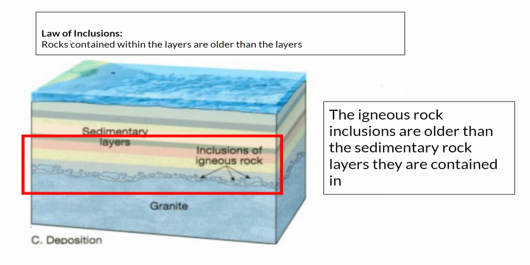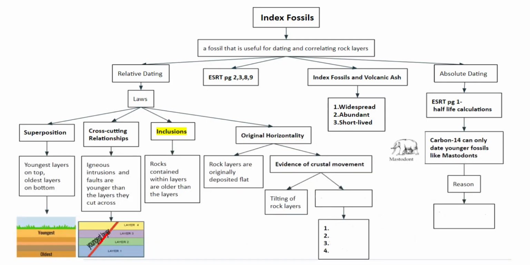This is the law of inclusions. Rocks that are contained within the layers are older than the layers. Why? Well, this granite must have broken off first, and then sediments or small rock fragments started to build up on top of it and then created those layers. That's why the igneous rock fragments or inclusions must have been there first, and then they started getting surrounded or buried in sedimentary layers. So let's write down our next law, the law of inclusion. Rocks that are contained within layers will be older than the layers themselves. The rocks must have been there first, and then the layers formed on top. Pause this video.